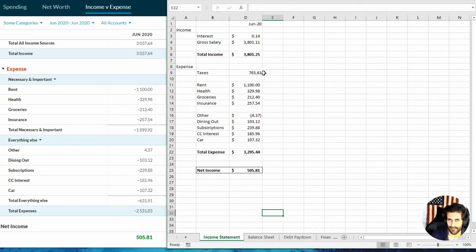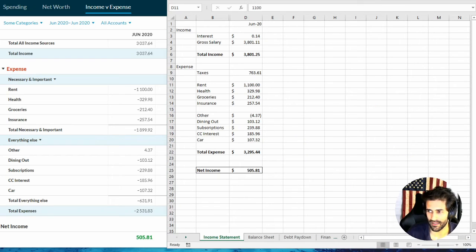Like I said, taxes are probably going to be your biggest expense outside of rent. And if you're not making your income statement like this, you're kind of oblivious to the fact of how much taxes you're paying.